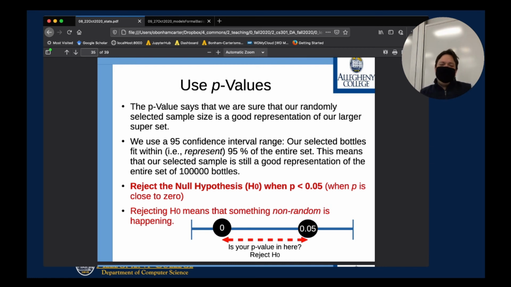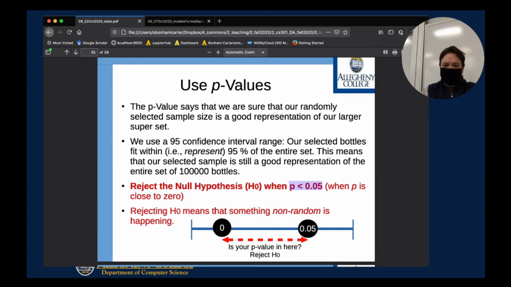If p is found, when we calculate this value, between 0 and 0.05, then we reject the null hypothesis. Remember, the null hypothesis says there's nothing going on here. It's all fine. Nothing unusual. But we are rejecting that notion, saying it's not all fine here. There is some crazy stuff going on. Something is impacting the differences in our bottles. And that is when our value of p is less than 0.05.